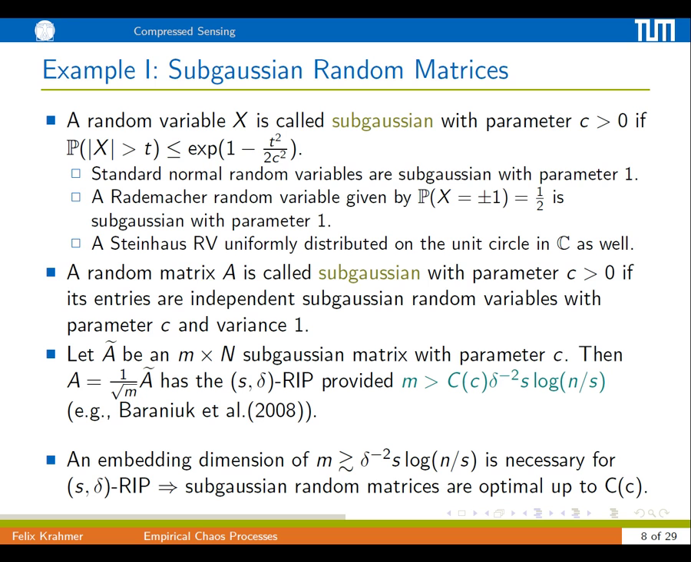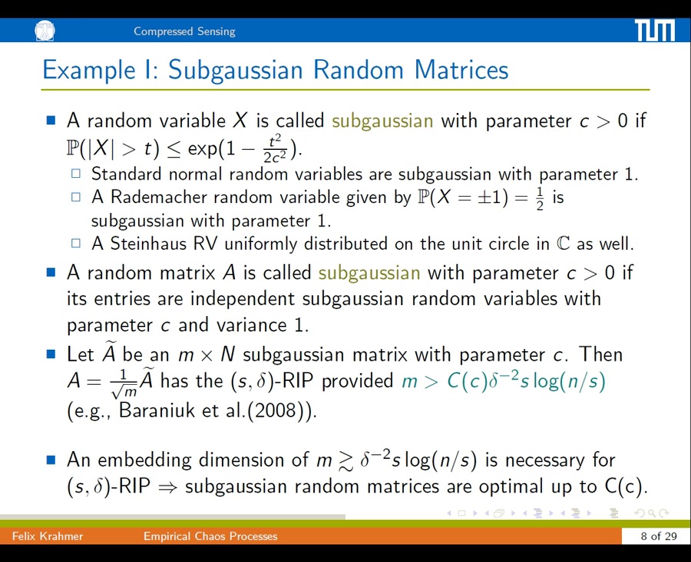What all these distributions, the examples that I gave you, have in common is that they're so-called subgaussian distributions. That is, if you look at the tail decay, the upper bound for the probability of the absolute value of the random variable being above a certain threshold t, then this decays below what you get for the Gaussian. That's why they're called subgaussian. All these variables have this property, and so we can take such variables and populate a random matrix with them, where every entry is chosen according to this distribution. When you do that, you can show that with very high probability, the resulting matrix has the restricted isometry property.